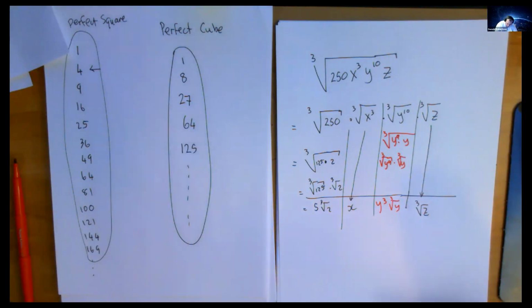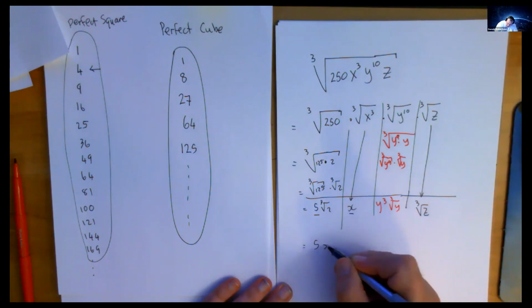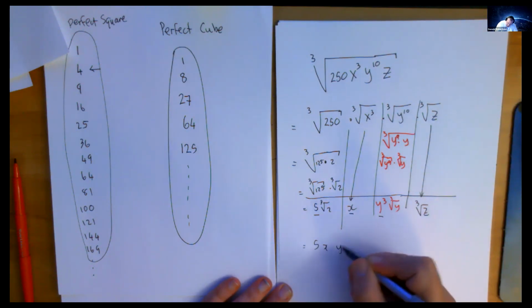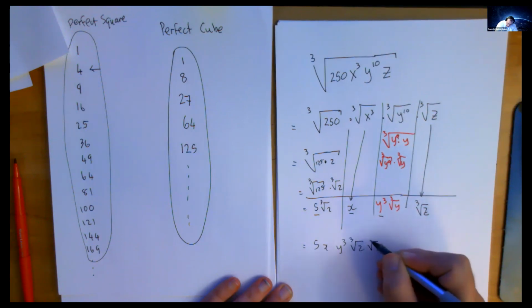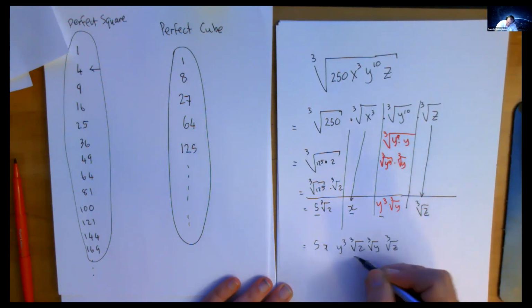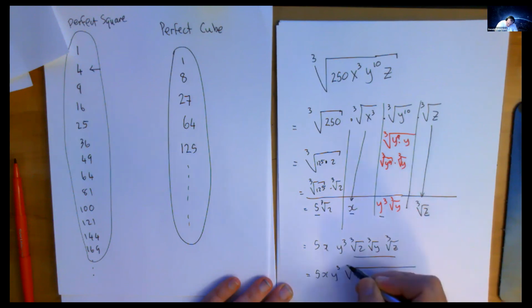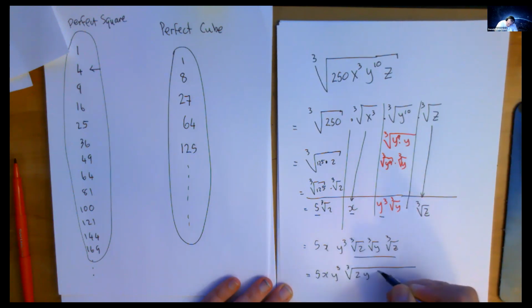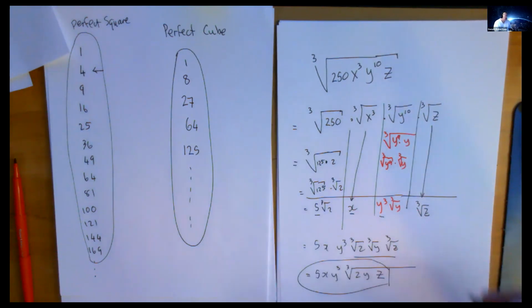Now, if I take all the pieces, I've got a 5, I have an x, I have a y cubed. If I tag all the cube root pieces next to it, we get these 3 guys, which we can combine into one big cube root, and finished.